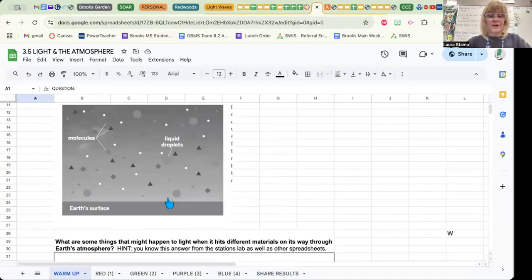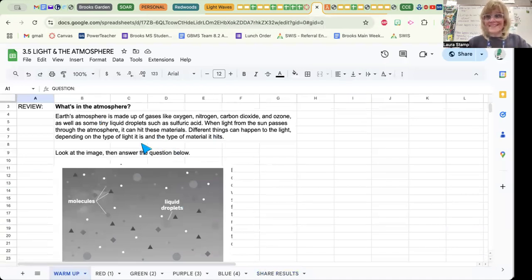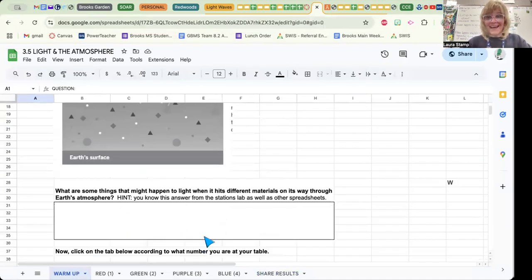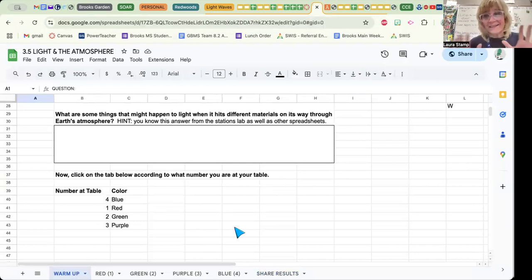So what's in the atmosphere? Everybody reads this and you answer that question together. Then this is a little bit different today. You are going to do a different tab depending on where you're sitting at your table. So for example, if you are sitting in seat 4, you're going to do the blue tab right here. If you're in seat 1, you're going to do the red tab. If you're in seat 2, you're going to do the green tab. And if you're in seat 3, you're going to do the purple tab. Okay? You only have to do your tab.